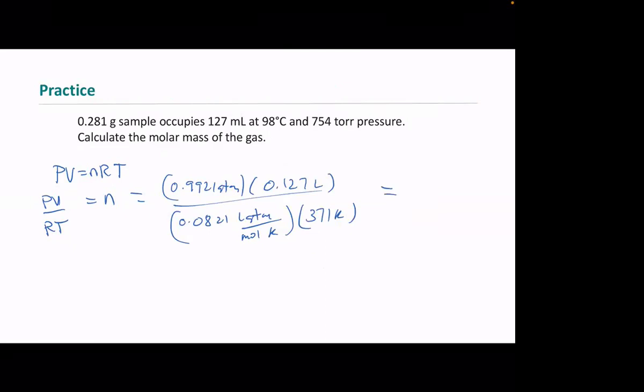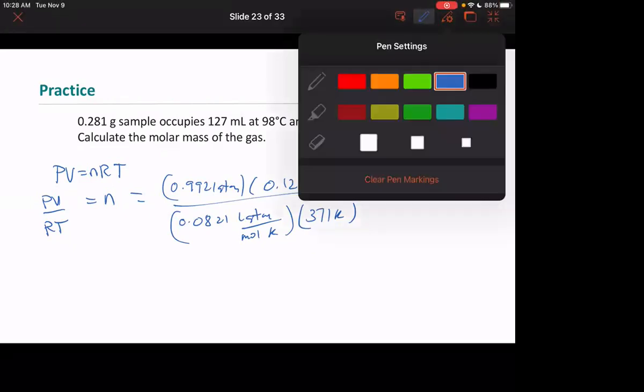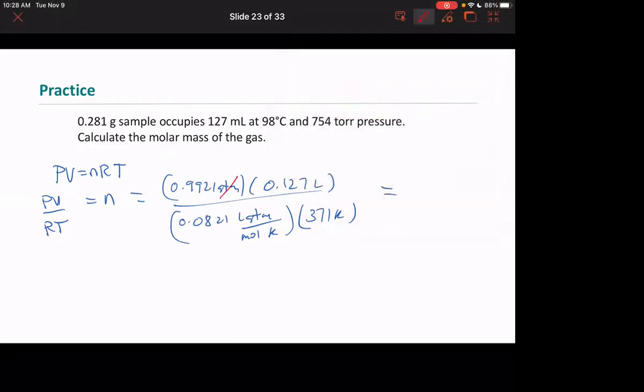Double check my units. Atmospheres cancel out. Liters cancel out. Kelvin cancels out. I wind up with 1 over moles, which is going to be moles. So I'm good with my equation. My units will work out. 1 over n will give me n.